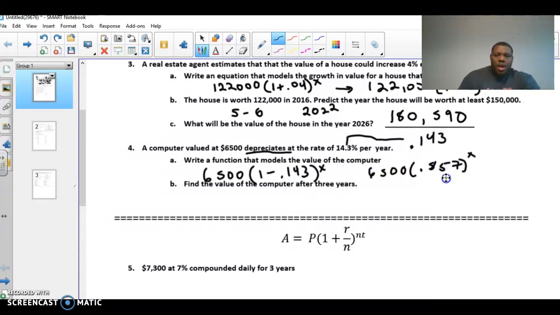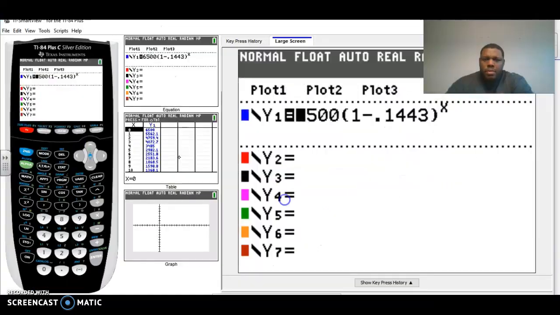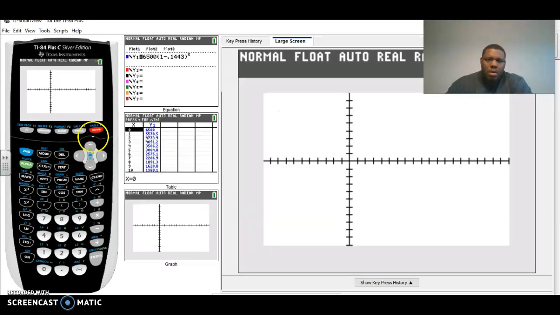Then it says find the value of the computer after 3 years, guys. So again, go to your calculator, enter your equation, and then hit graph. Then go to your table.